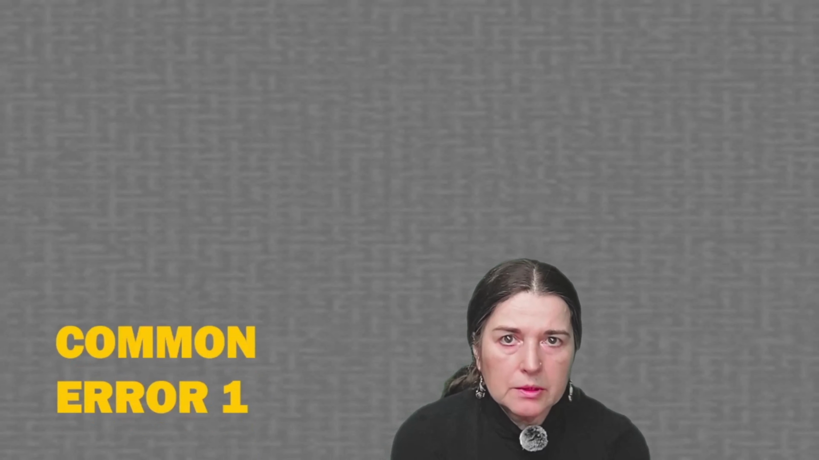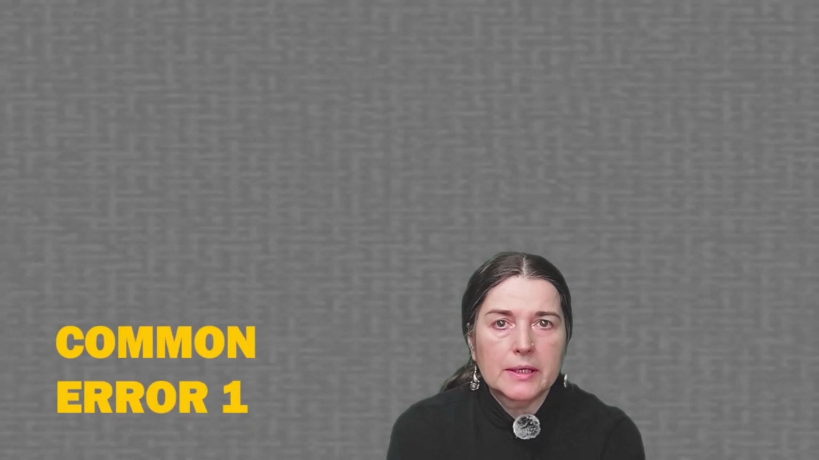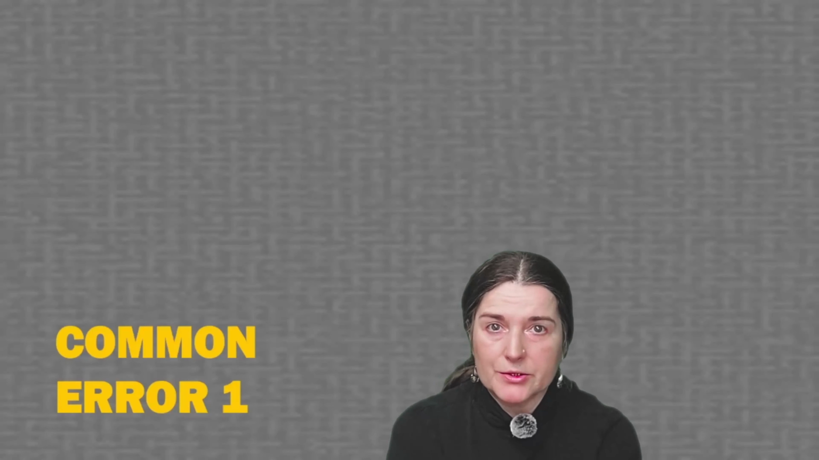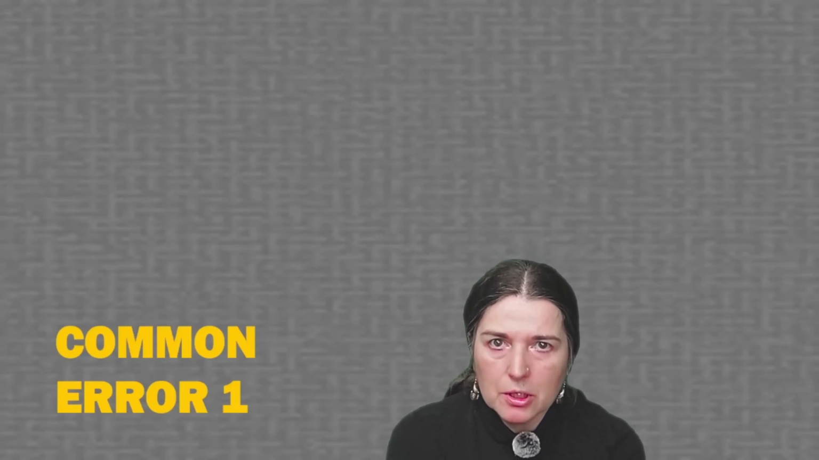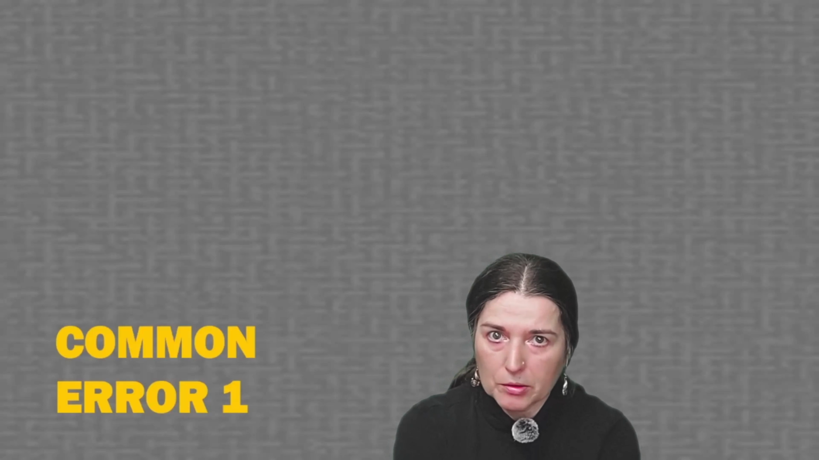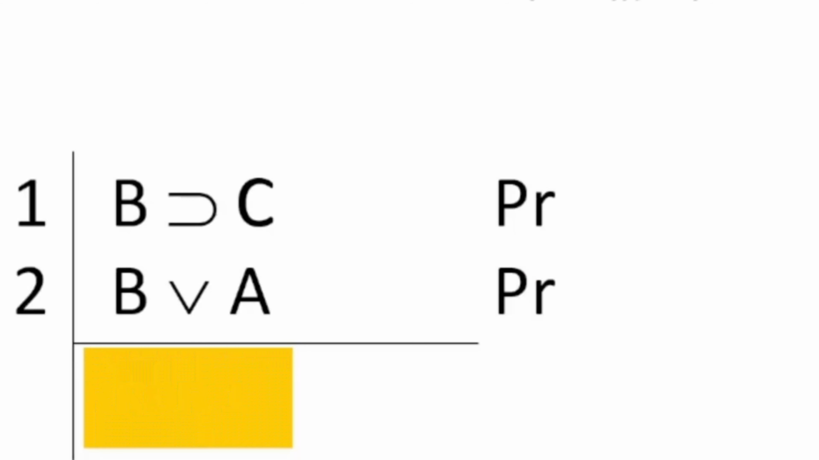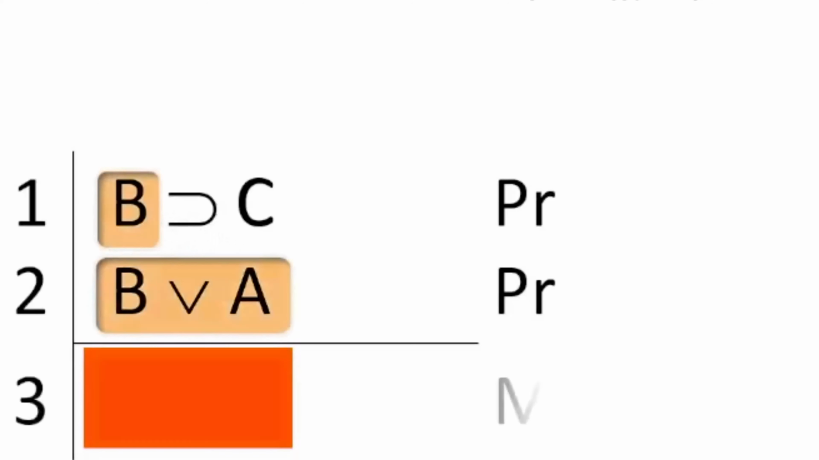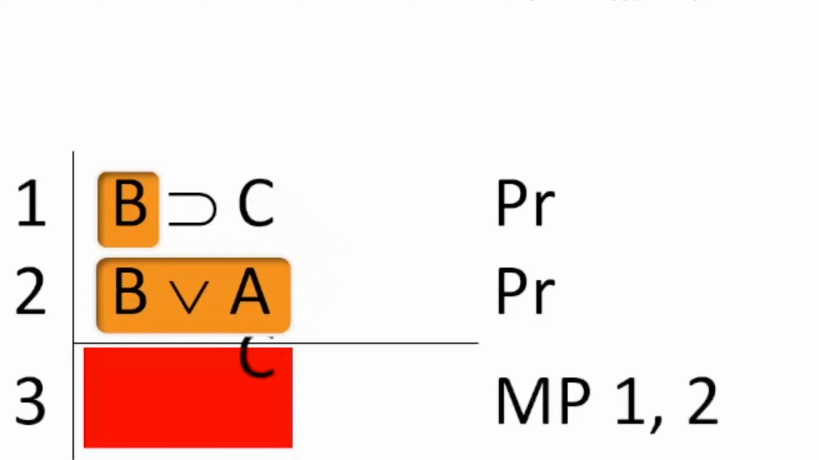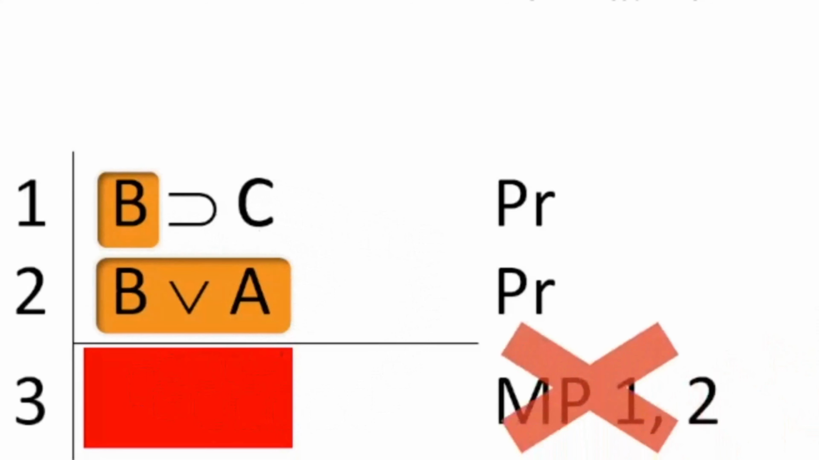The first two of the common errors I'm going to talk about have to do with what we have already stressed. Inference rules don't apply to proposition components. Here's an example of what you might be tempted to do. You have a conditional, if B then C, but you don't have the antecedent B on its own line. What you have is the antecedent buried inside a disjunction here. In this case, you can't apply Modus Ponens.